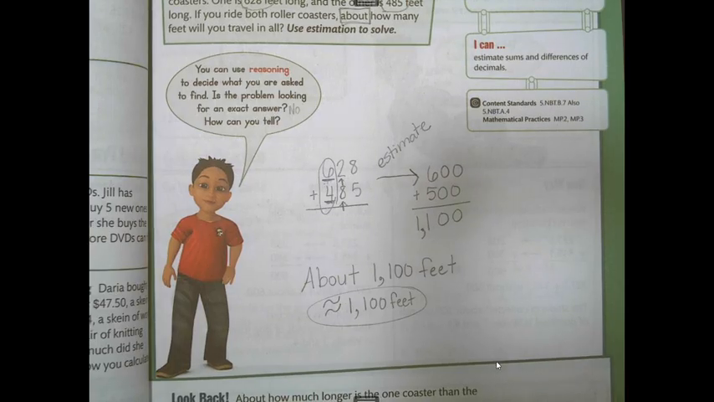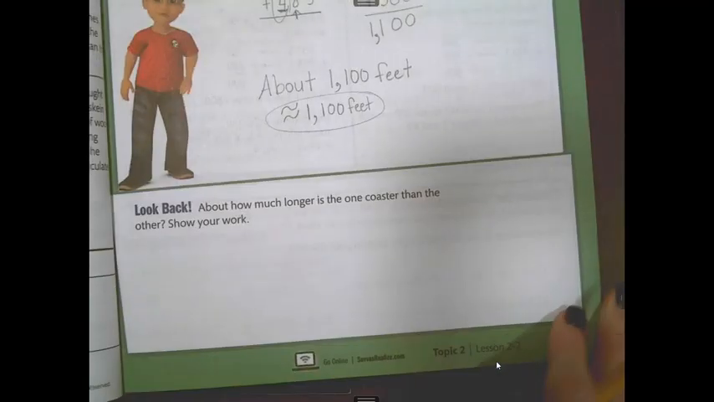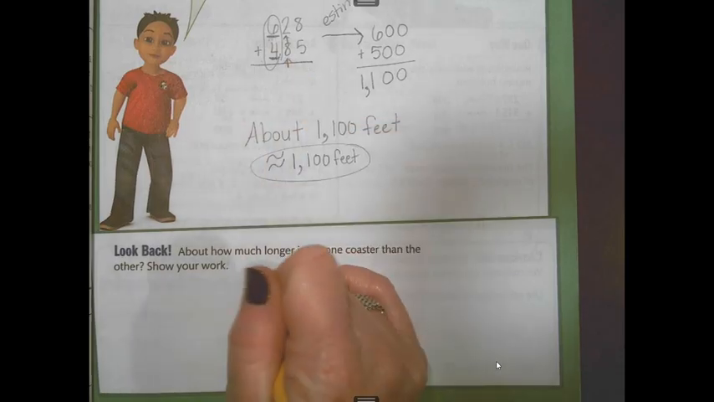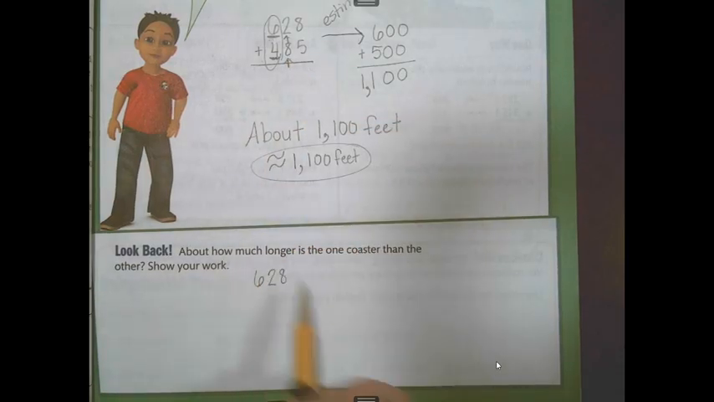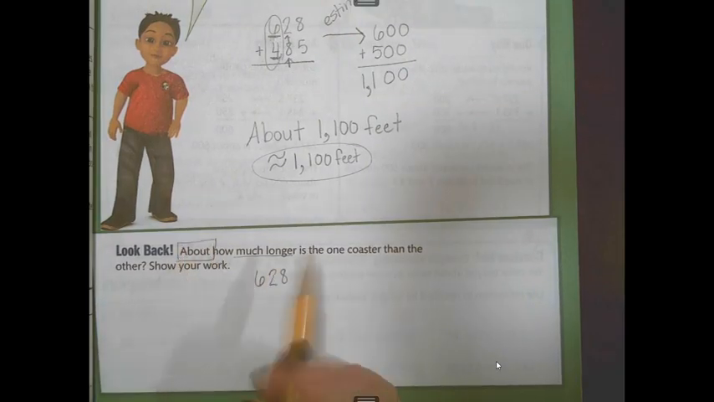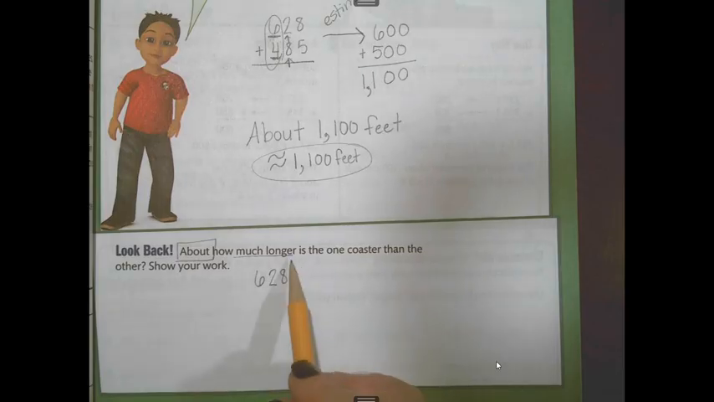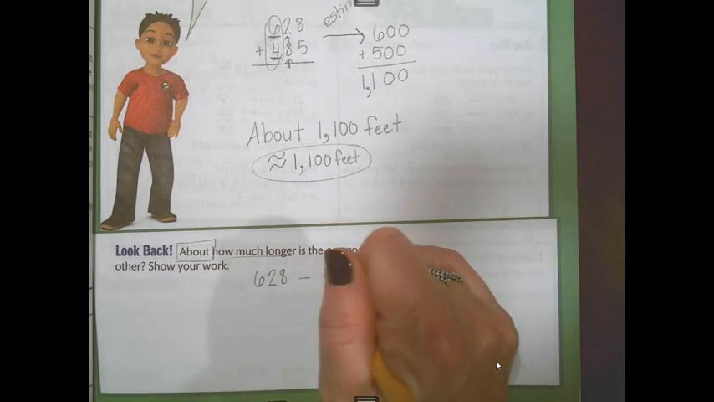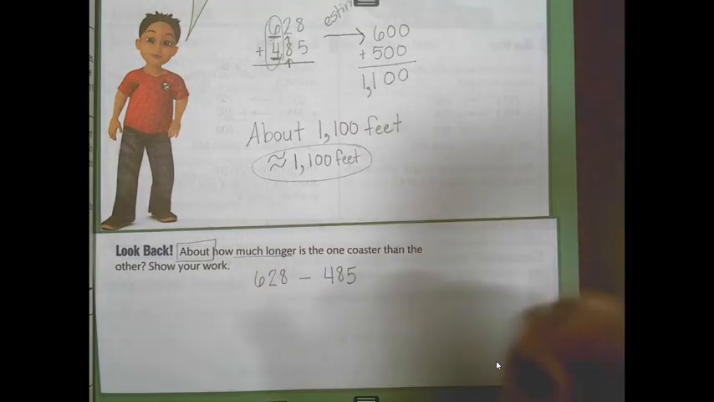All right, so now let's look at the look back, okay? About how much longer is one roller coaster than the other? Show your work. So my largest roller coaster, as far as the greater value in length, is the 628 feet roller coaster. And if we want to know how much longer, the keyword about tells me I'm going to do an estimate. So I'm going to set it up as a subtraction problem, and then I'm going to do my estimating. That's a subtraction clue. So I'm going to subtract 485 feet to find out how much longer one roller coaster is than the other.